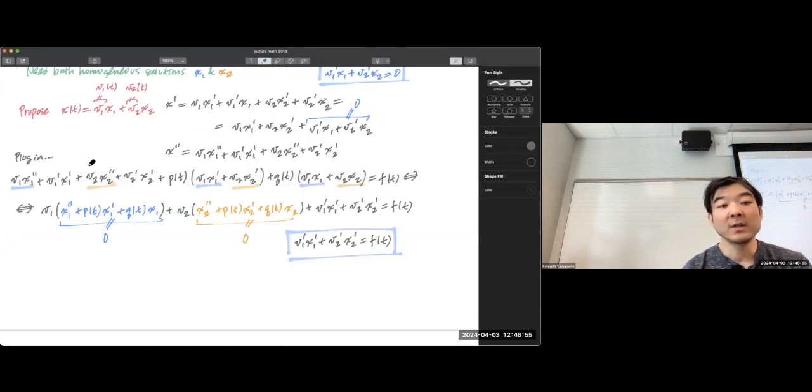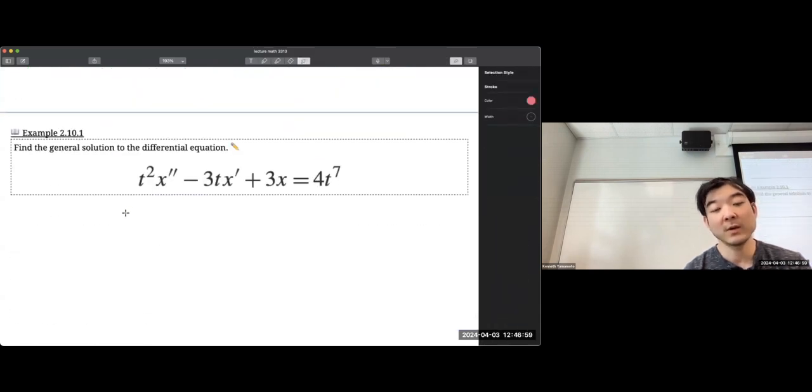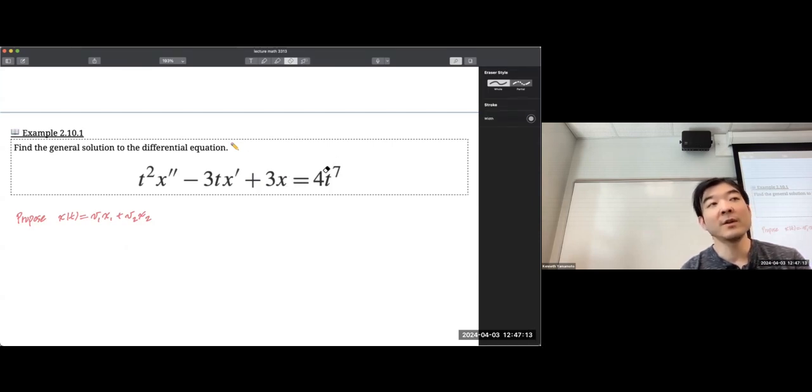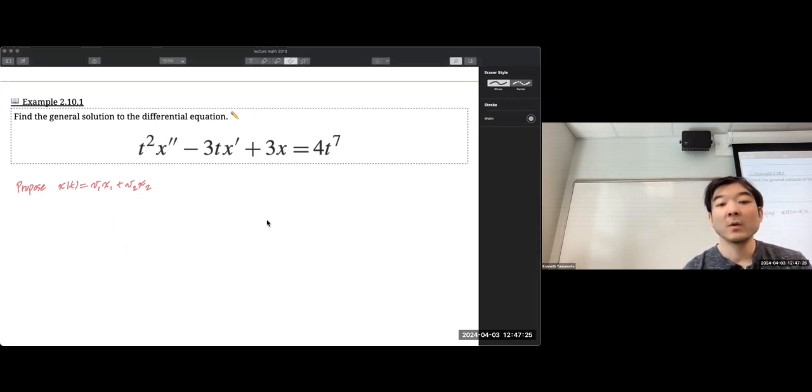So let's do a problem. I'll say we're proposing our solution to this equation is going to be of this form. This is an Euler equation if you just look at the left-hand side, but all the Euler equations we've done, it's always been zero, always a homogeneous equation. So now we're doing Euler with a non-homogeneous, so you have to use variation of parameters.